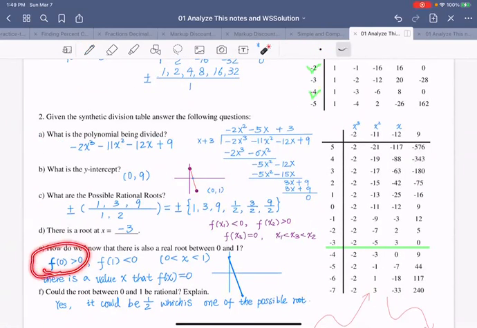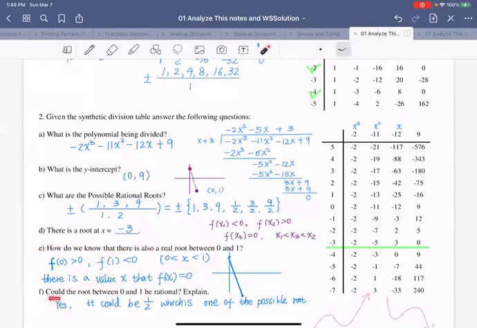Because F0 is bigger than 0, F1 is less than 0, and 0 less than x less than 1, there must be a value of x so that f(x) equals 0. Okay?